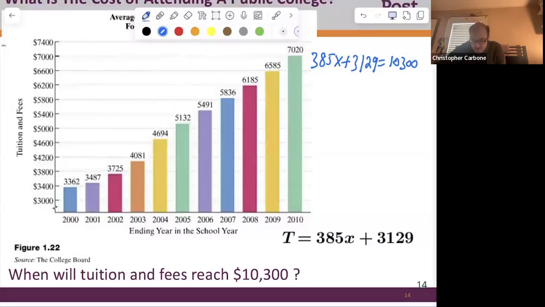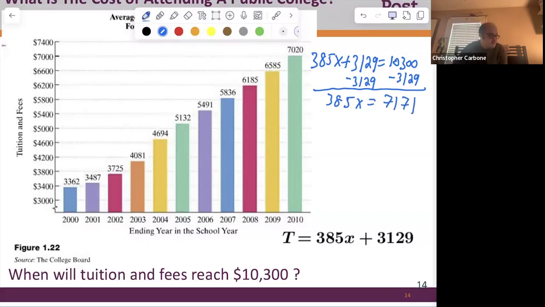We're going to subtract the 3,129 from both sides. I'll try to make that legible. It's just tight space. Doing that is going to give us 385x is equal to 7,171. And then dividing by that 385 sadly does not make a whole number, but that's okay.